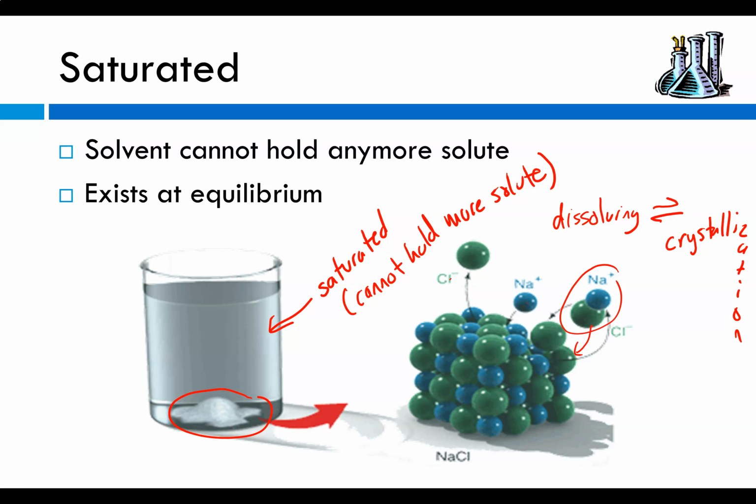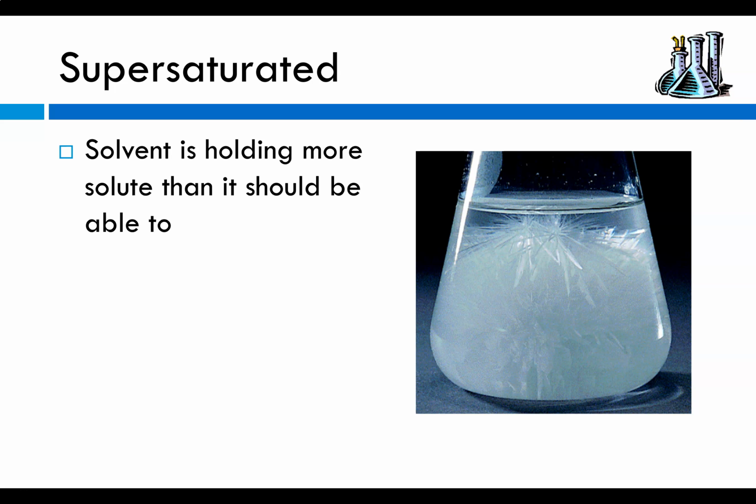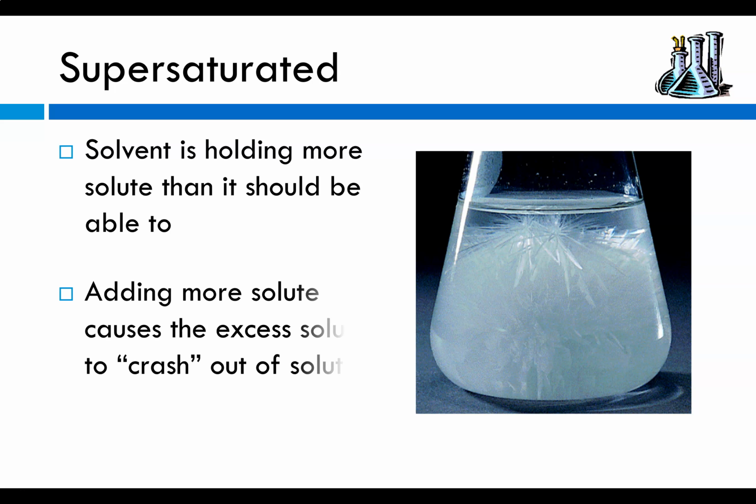There are times when you can almost trick the solution or the solvent into holding more solute than it should be able to under a given set of conditions. When that occurs, we say that a supersaturated solution has formed. This is an example of a supersaturated solution that has been disturbed and now materials have come out of solution. So basically, the solvent is holding more solute than it should be able to. We should have a saturated solution with a pile of solute sitting at the bottom of that vessel, but we've been able to coax the solvent into holding more solute.